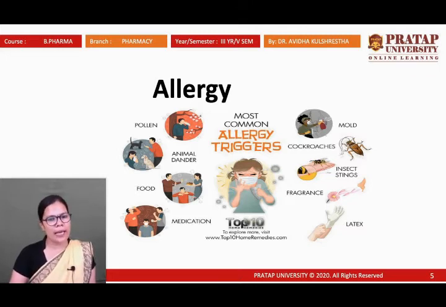So the pollens, animal danders, food, medication, specific fragrances and latex, and some insects, molds, insect stings or cockroaches, moles also. So these are all the allergy triggers which can create a kind of allergy.